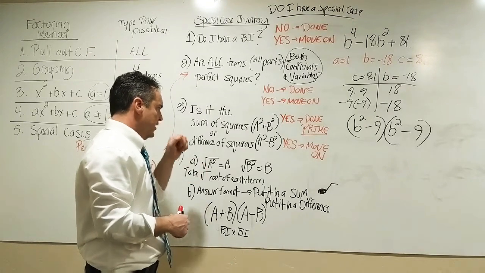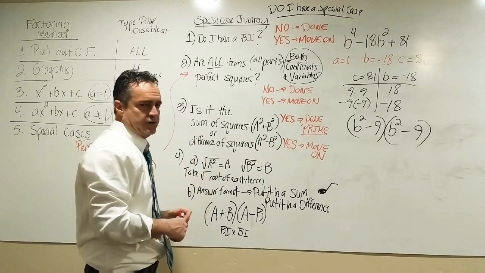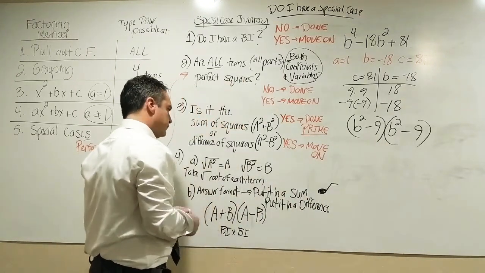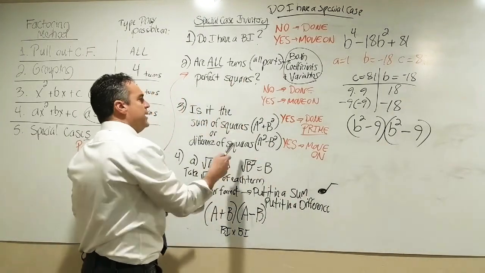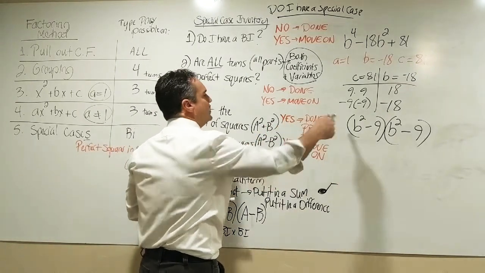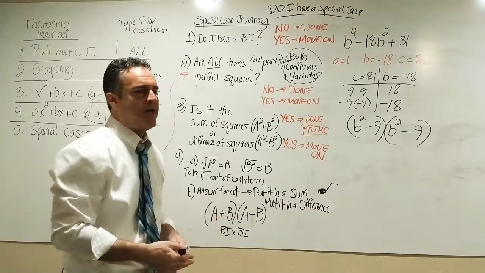Or is it the difference of squares? Meaning that in the binomial the two terms are being subtracted. And so you can see here, it is not the sum of squares. If it was the sum of squares, you'd be done, because the answer would be prime to further factoring, okay?